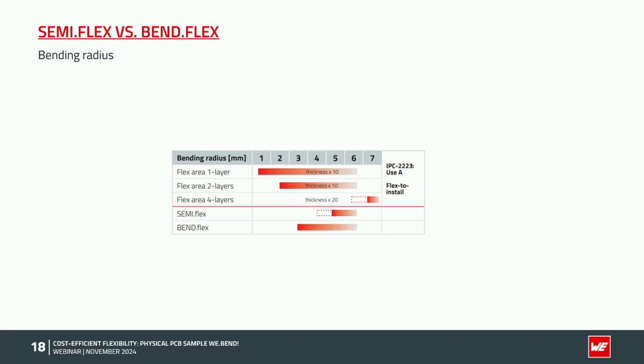Moreover, we have a very small bending radius. So if we keep our example, then we have a flex area with 2 layers, which we can bend with a 2 mm bending radius. But you see that the bend.flex with 2 layers can be bent with a 3 mm bending radius, which is also very good. So even here, the bend.flex and the semi.flex, of course, as well, is more cost efficient than a rigid flex. So if we come to a conclusion, then we can see that both technologies are less expensive than rigid flex.